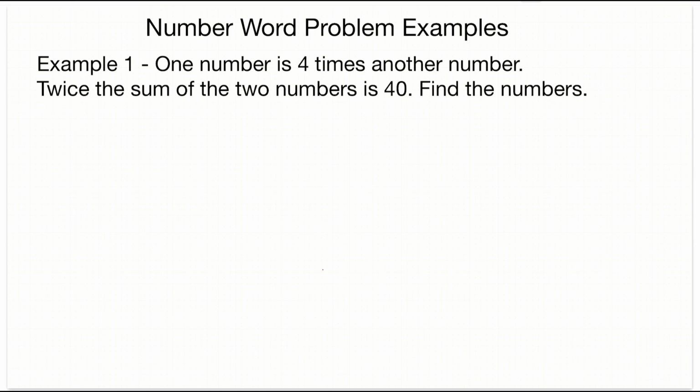The first example is: one number is 4 times another number. Twice the sum of the two numbers is 40. Find the numbers. Okay, so our first step in solving any of these type of problems is to define the variables.